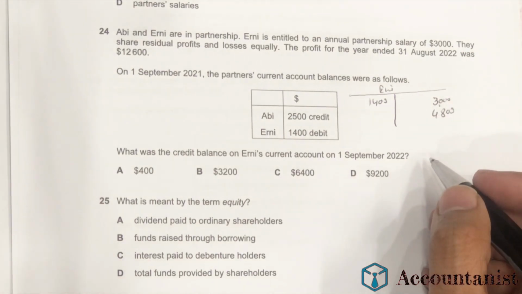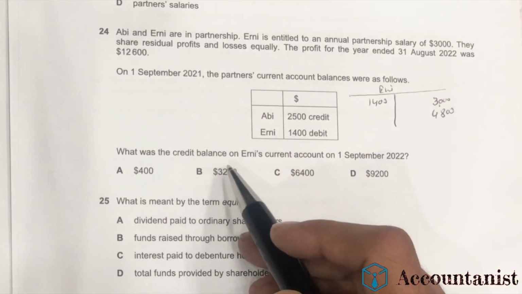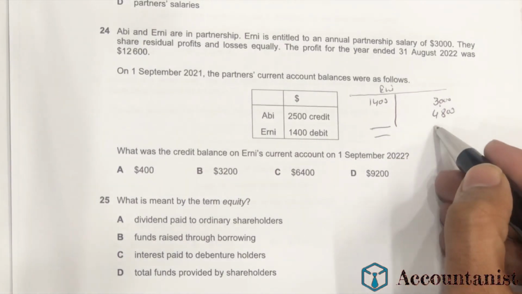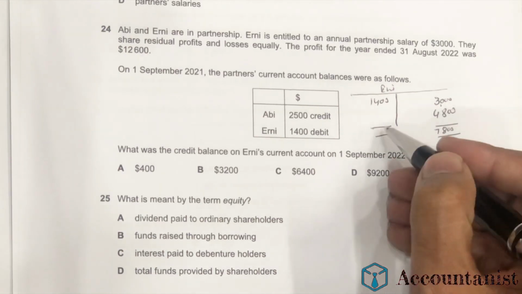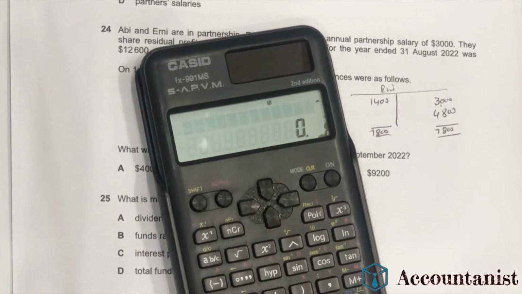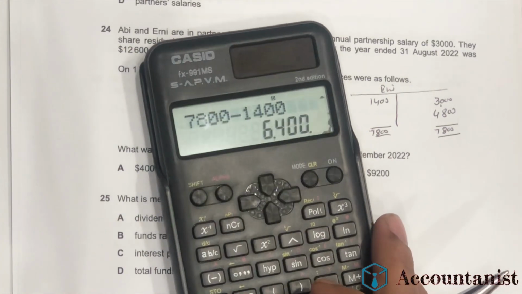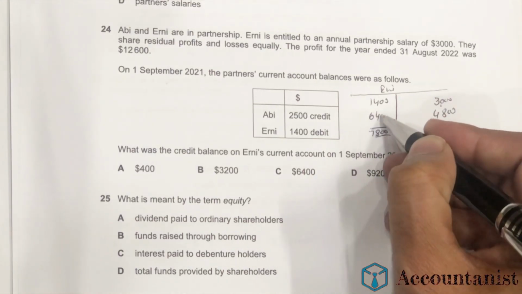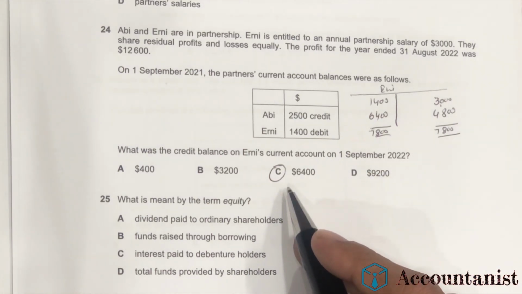4,800, and there is no information given about drawings, so we are not going to record any drawings here. So we'll just close this account. This side has a bigger value, so 7,800, and we will deduct 1,400 from this balance. So the right answer is 6,400. So the right option is option C for this question.